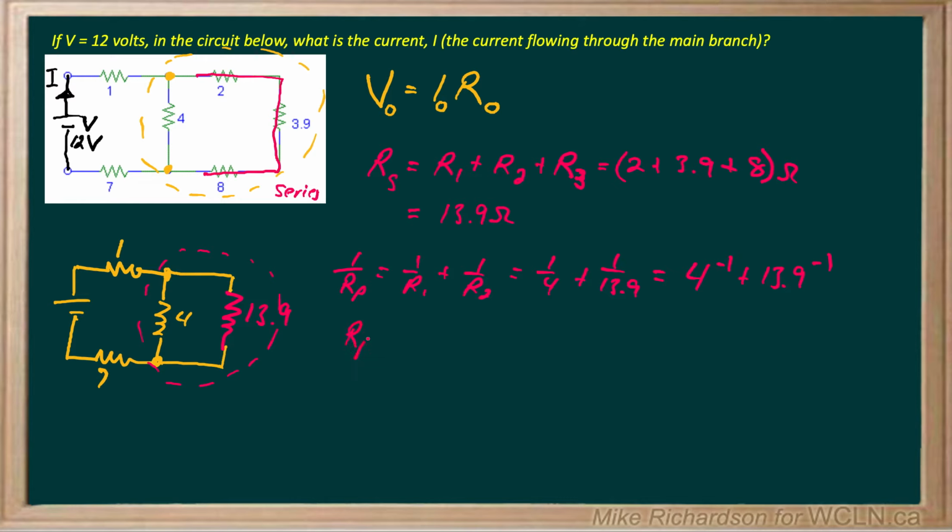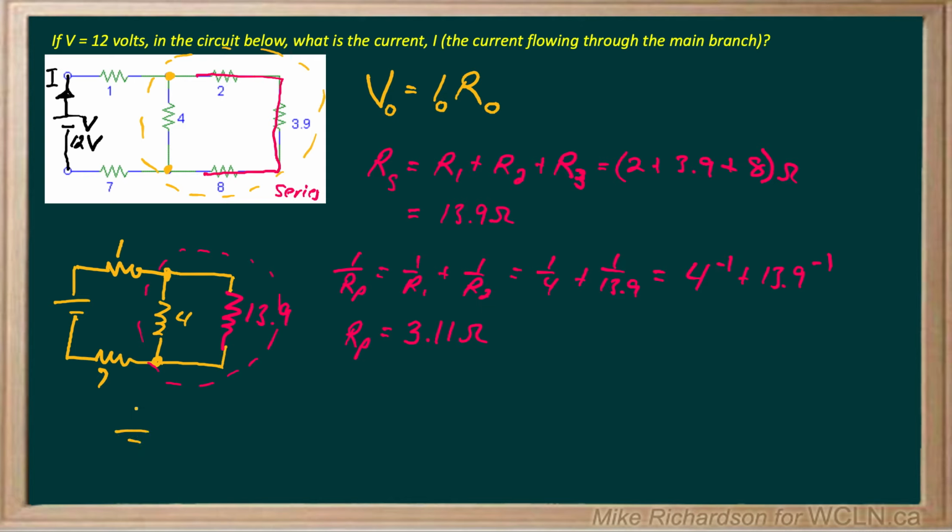And you'll end up getting the parallel section equivalent to, so if I go 4 to the minus 1 plus 13.9 to the minus 1 equals, and then flip it, I get 3.11 ohms. So the parallel becomes, why don't we give it 2 decimals, 3.11 ohms. Now again, I like to just make sure that makes sense. It's always got to be smaller than my smallest parallel resistor, which is a 4. We're good to go. So we could draw it one more time.